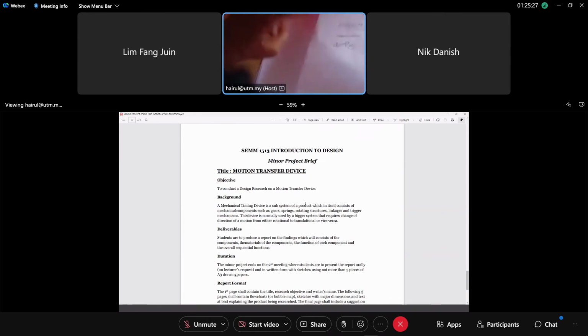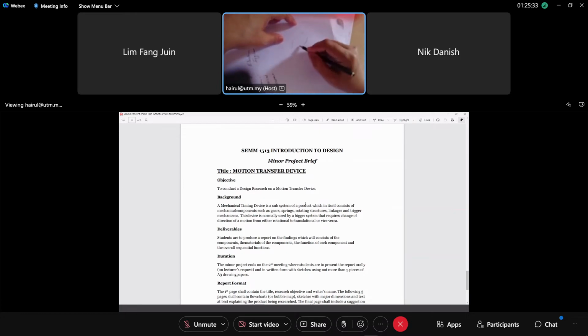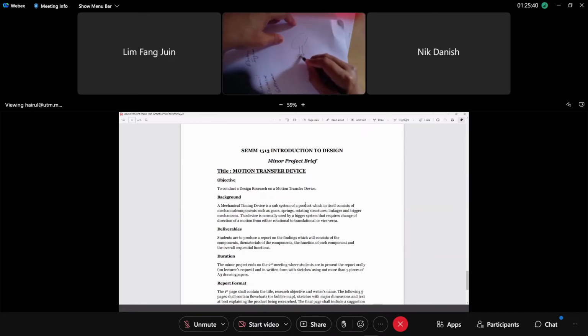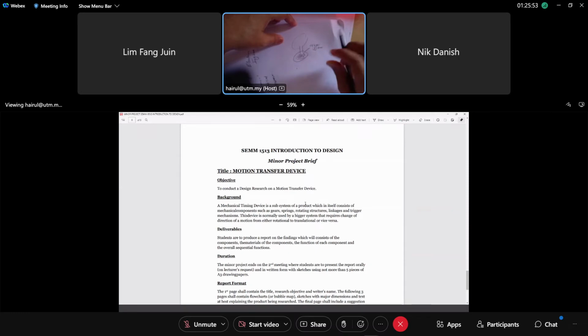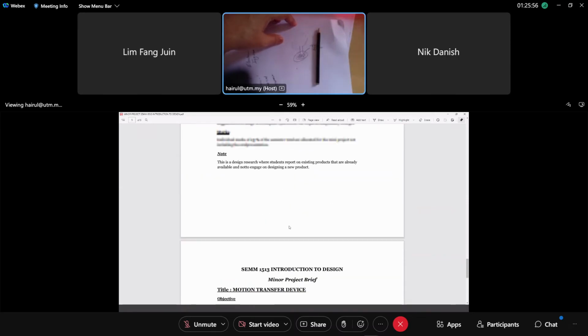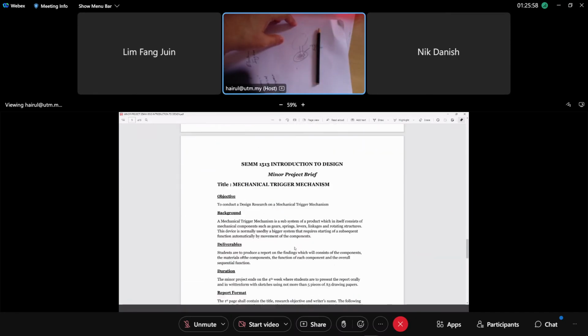A lot of things. Like kipas angin, table fan. Table fan, you press button. Do you have two buttons? When you press stop, and when you press this. Yeah, this one is trigger mechanism. This one is under trigger mechanism. Where is trigger mechanism? Number 2 is trigger mechanism.